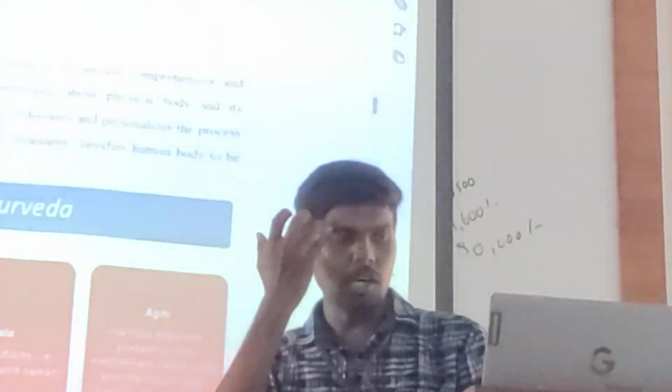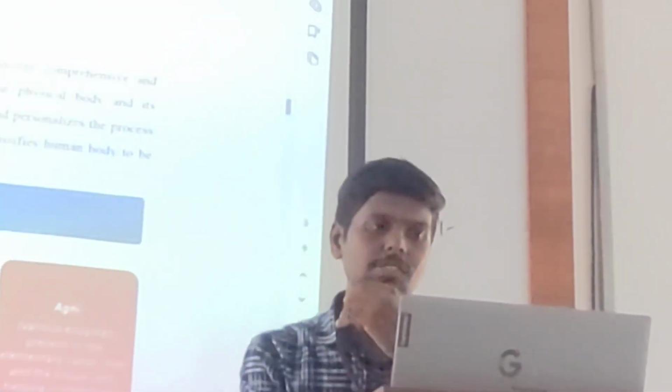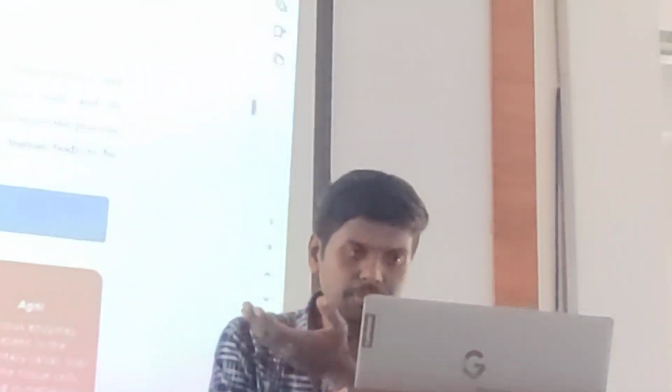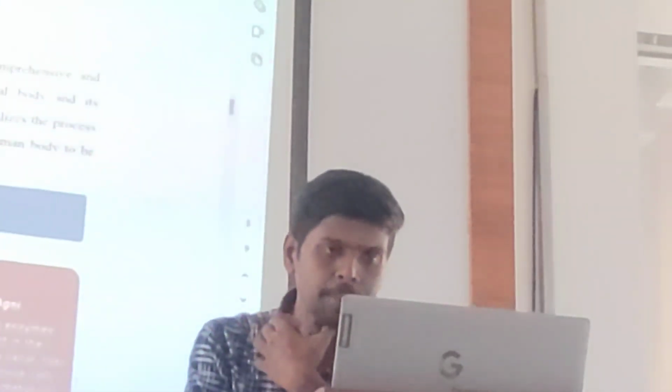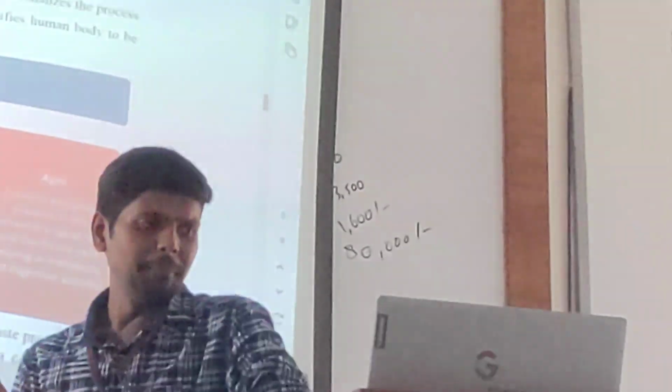So this is one of the old scripts. Ayurveda stands for Ayush, life, and Veda, science. So the science of life. That is the literal meaning of Ayurveda. So what they were trying to do was, let us see.